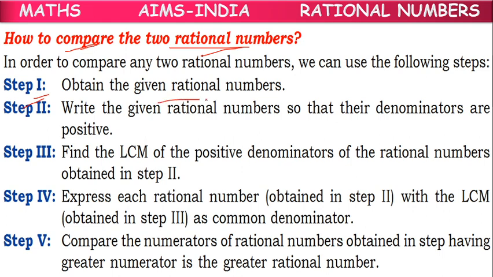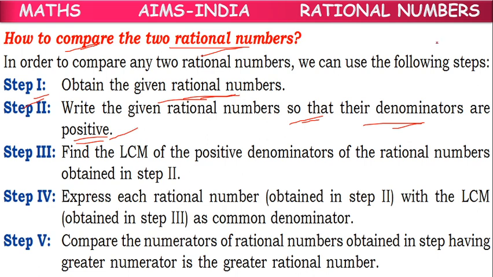So first, obtain the given rational numbers. First, we have to take the given rational numbers which are given in the question. And one thing, we have to mention them in their standard form, which means we have to check that their denominators are positive. If they are negative, what do we have to do, children? We have to multiply both numerator and denominator with -1 so that we can make the denominator positive.